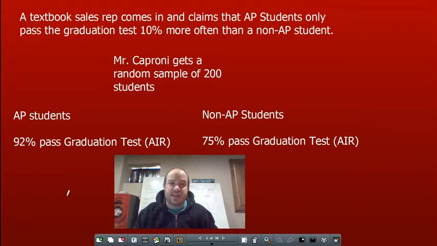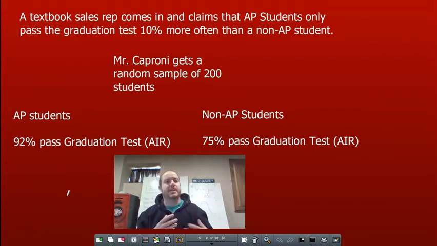So I go out and get a sample. Now here's the problem: I need to get a sample of both AP students and non-AP students so I can see if the difference between the two of them is actually 10% or more. So I go ahead and I get a random sample of 200 students. Some of them are AP, some of them are non-AP. And I look through the data for my AP students and find out that 92% pass the graduation test, and find out that only 75% pass the graduation test out of my non-AP students.